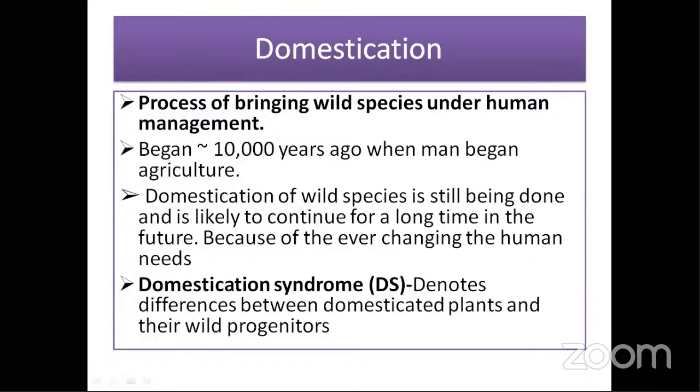So first of all, as you all said, domestication is a process of bringing the wild species under human management. It started along with man starting agriculture around 10,000 years ago. Domestication started, and we have selected for the trait, and nature has selected for the trait, which was more beneficial for the civilization. So what does this term say, the domestication syndrome? You would have known. Any idea what domestication syndrome is? If you would have gone through the chapter, you would have some idea.